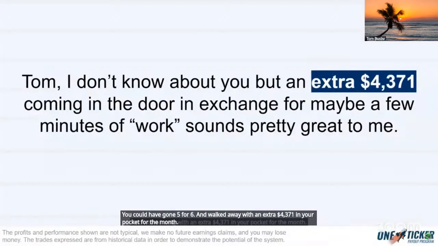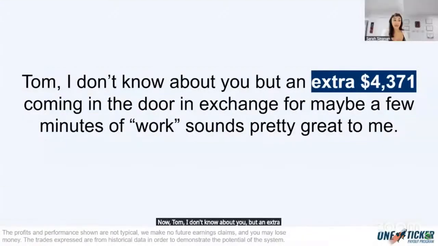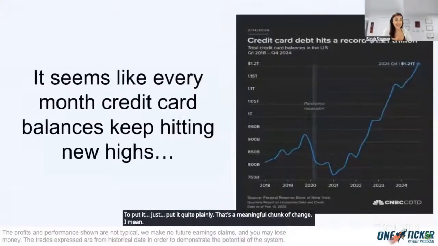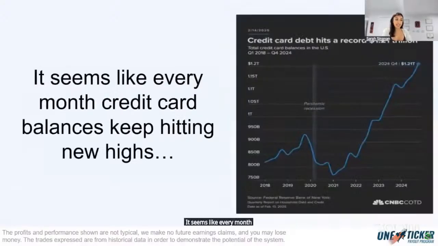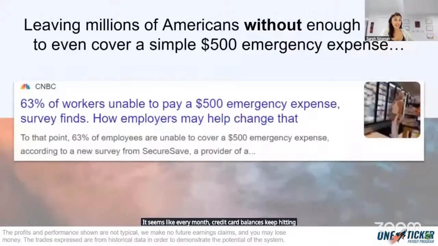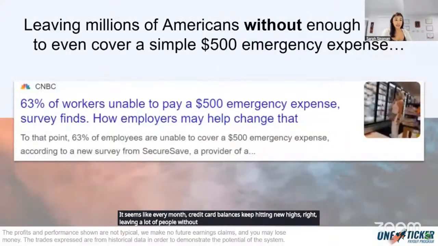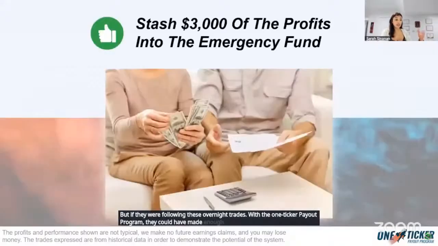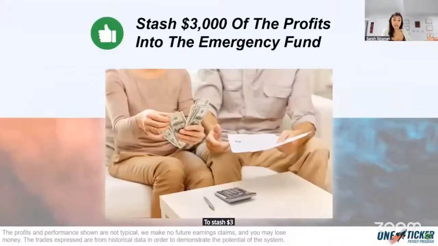Now, Tom, I don't know about you, but an extra $4,300 coming in the door sounds pretty great to me. I mean, I like money, to put it quite plainly. That's a meaningful chunk of change. I mean, think about it. It seems like every month credit card balances keep hitting new highs, right? Leaving a lot of people without enough money to cover simple $500 emergency expenses, right? But if they were following these overnight trades with the one ticker payout program, they could have made enough to stash $3,000 into that emergency fund, right?